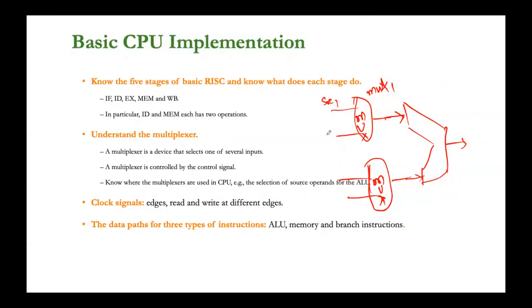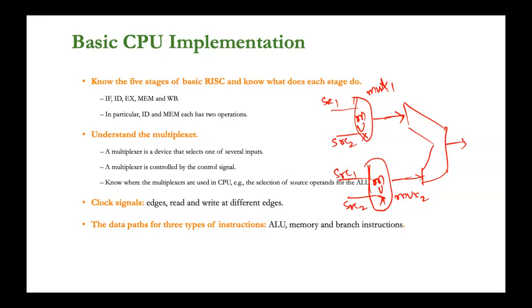So what are the source 1 and source 2 for multiplexer 1, and for multiplexer 2, what are source 1 and source 2? Can anyone give the answer for multiplexer 1? The sequence should be clear. The upper one is source 1, the lower one is source 2.